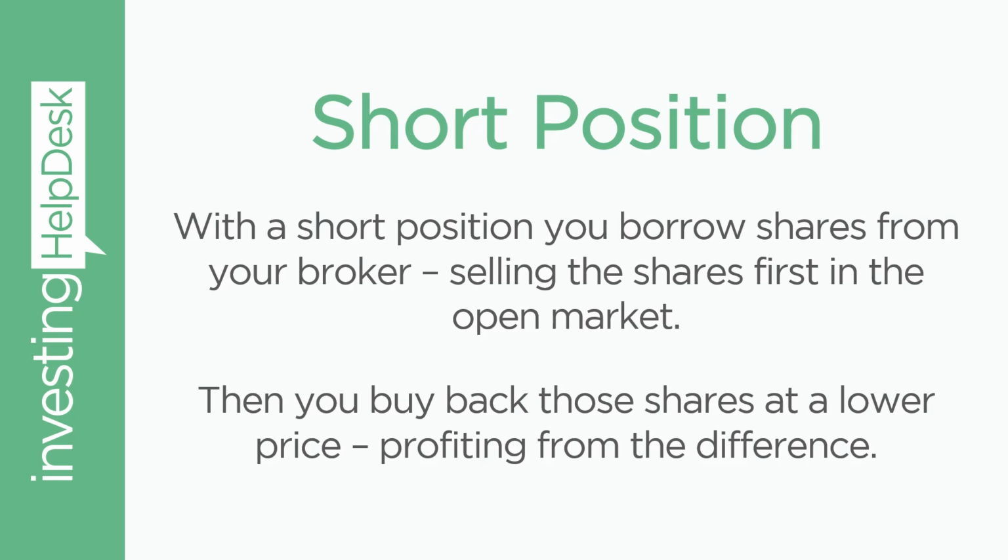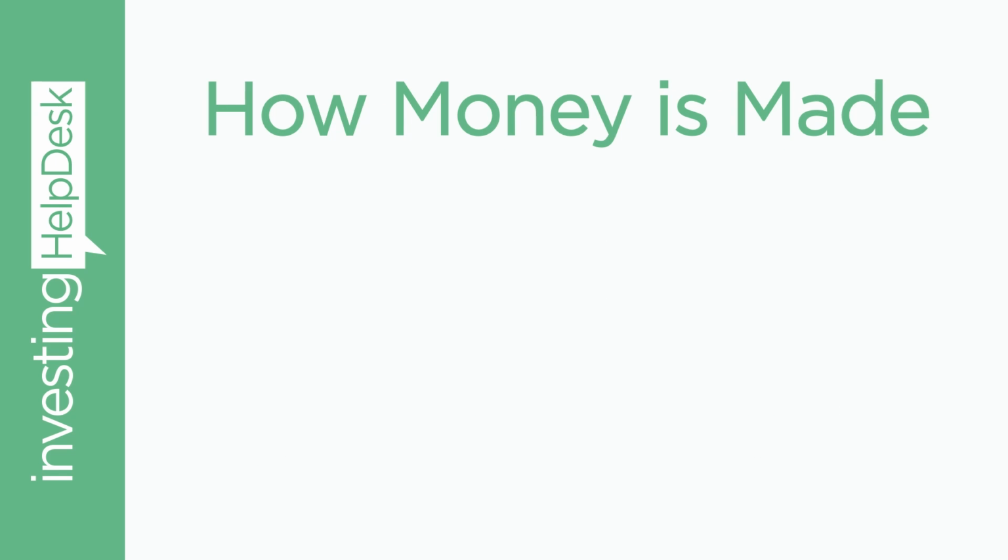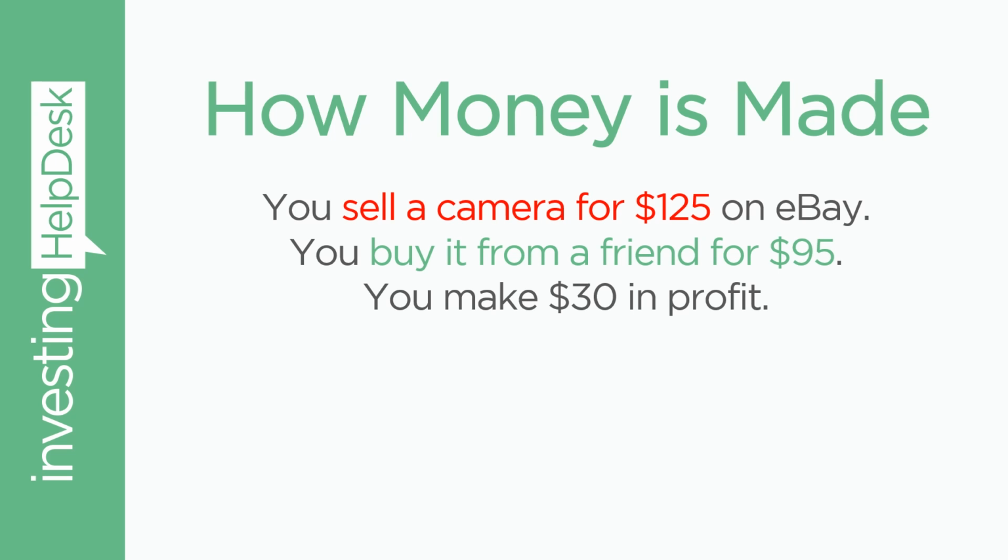So how is the money made on the short side? Well, in a real world situation, let's say you list a camera on eBay for $125. It got sold, you got paid. Now you need to deliver that camera, so that you are at a neutral status. So you buy it from a friend for $95, because you knew that camera was available for cheap, and you make $30 in profit after you ship that camera out.